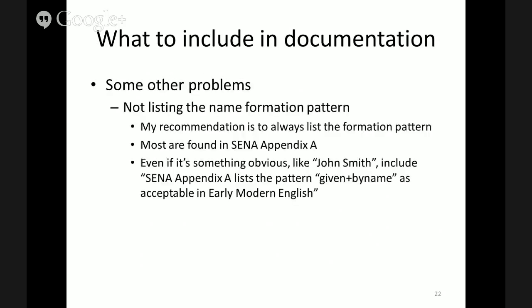There are some other problems. We talked about not listing the name formation pattern. My recommendation is always list it. Most are found in Appendix A of SENA. Even if it's something obvious like John Smith, just say, SENA Appendix A, list the pattern, given plus byname, is acceptable in early modern English. That's all you need. It doesn't have to be a novel. Just include that phrase. Feel free to cut and paste it from my notes.